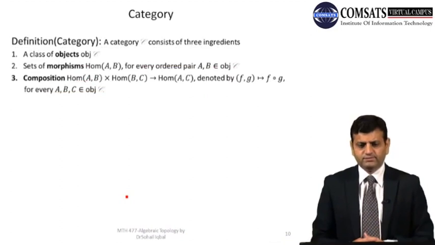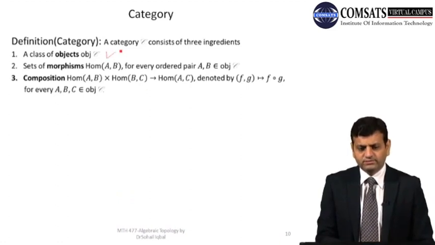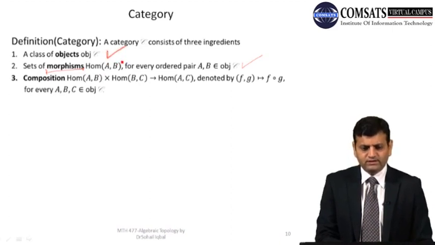So let's define precisely what a category is. As we have seen earlier, a category has three components. It has objects, and it has morphisms, which is a generic word. For example, if we take objects to be groups, then these morphisms are homomorphisms. If the objects are topological spaces, then the morphisms are continuous maps. If the objects are sets, then the morphisms could be simple functions as well.